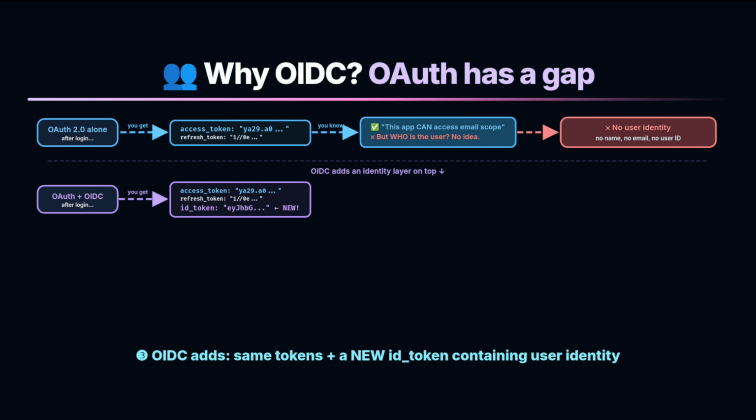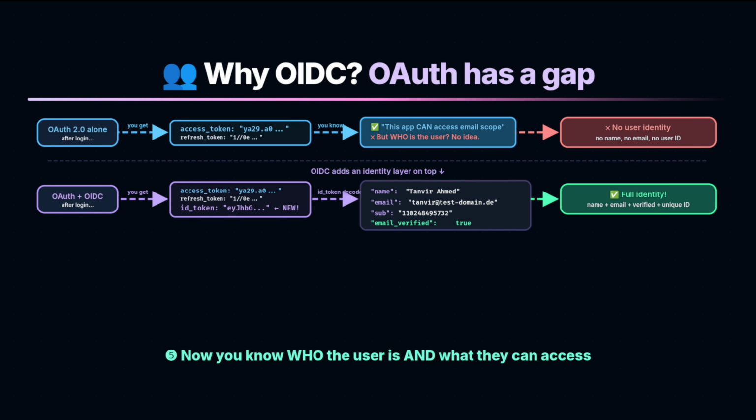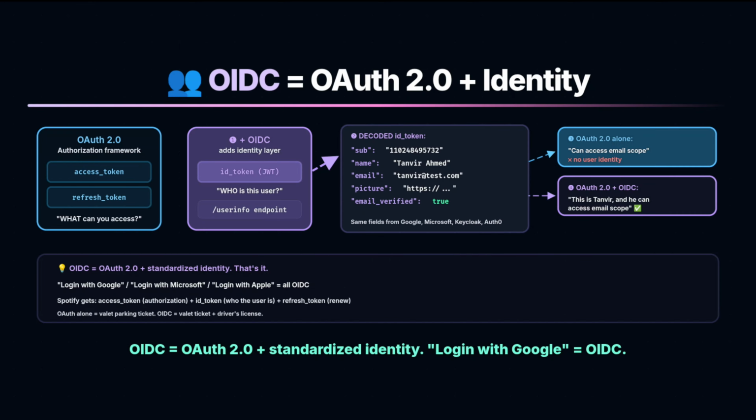So without OIDC, you get an access token and refresh token. But with OIDC, you get access, refresh, and ID token. The ID token is a JWT that contains standardized user info like name, email, and picture, which means those field names are now the same whether you are using Google, Microsoft, Keycloak, or Auth0. Your app does not need different code for each provider.